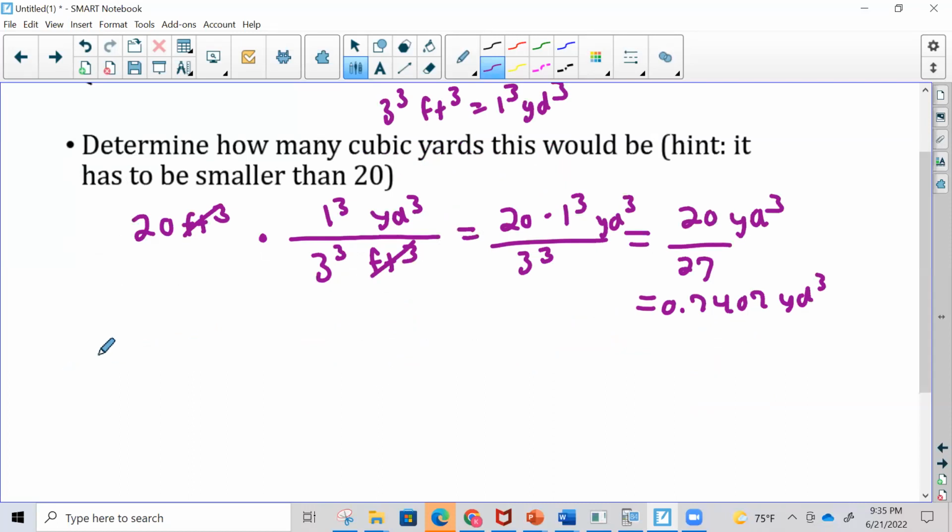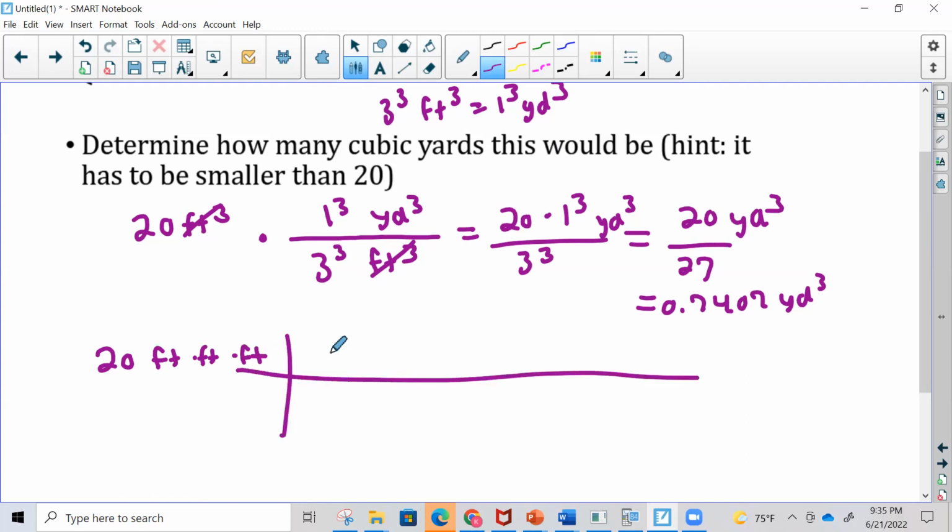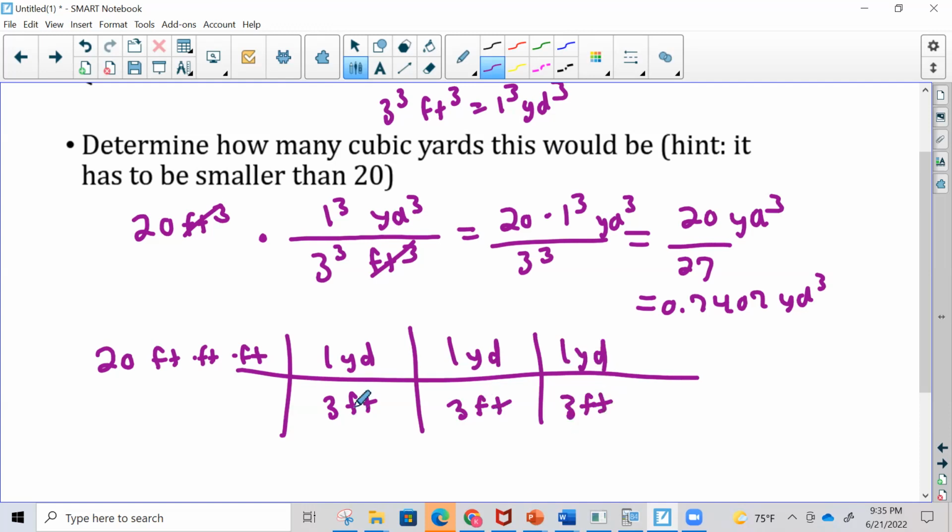Or if you want to write it the other way with kind of the table, we would do feet times feet times feet. And then I would multiply by my conversion factor 3 times. So I'd have 1 yard over 3 feet, again 1 yard over 3 feet, and then 1 yard over 3 feet. And I have to do it 3 times to get all 3 of the feet to cancel. And then again, we get 20 over 27, yard times yard times yard is yards cubed. And then you divide that and you get the same thing, 0.7407.